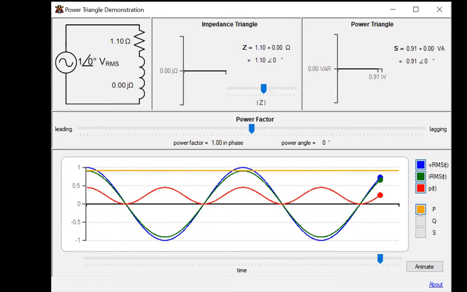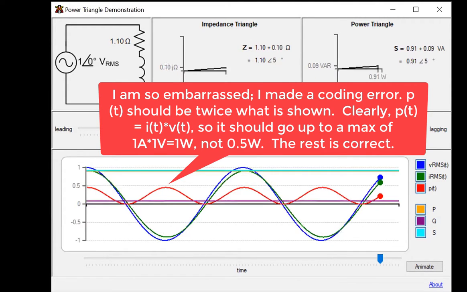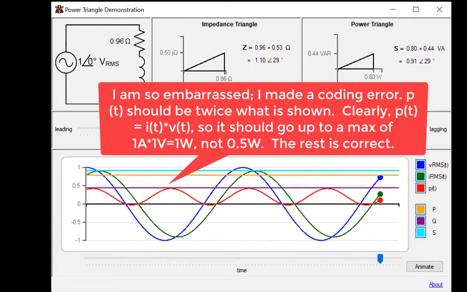Our average power is going to be the average of our red waveform, which I would have thought would have been in the middle here. I'm going to have to think about why that's not true. But we're going to have no reactive power, and our complex power, which is our apparent power, is going to be right on top of our real power, because there is no reactive power component.